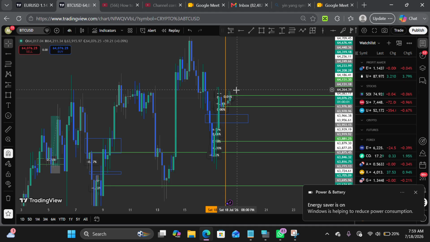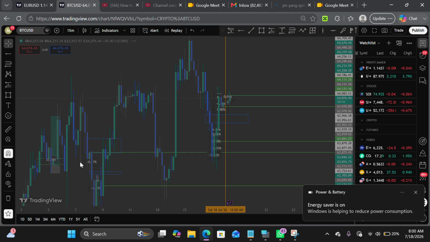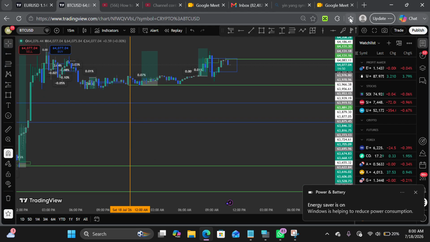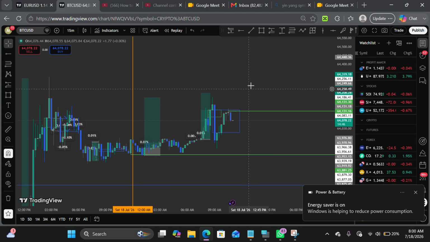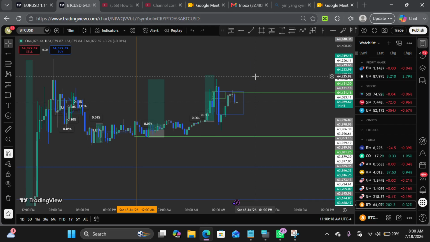After determining my bias, all I do is go down to the 15 minutes. I look for a point of liquidity, because as an institutional trader, what the big banks and institutions are seeking is liquidity. Liquidity is the lifeblood of the markets. Price needs to take liquidity before it can move in the intended direction.